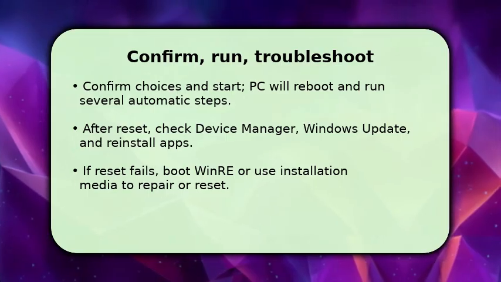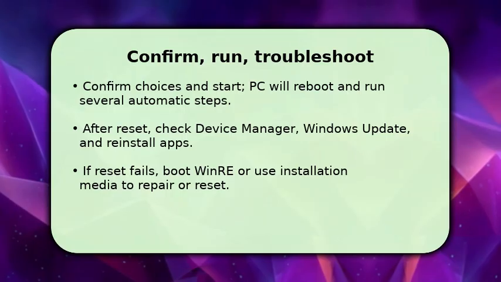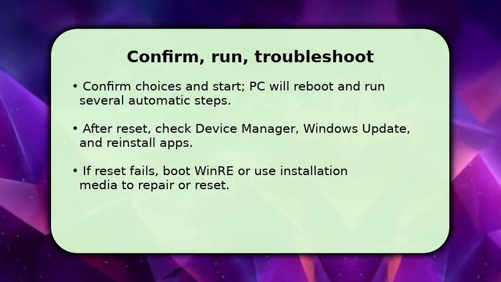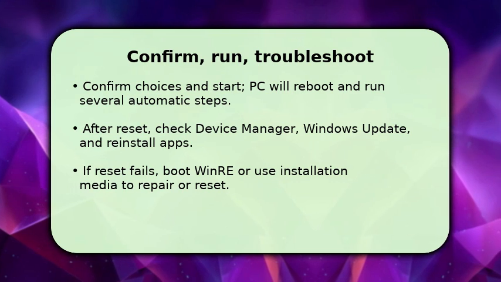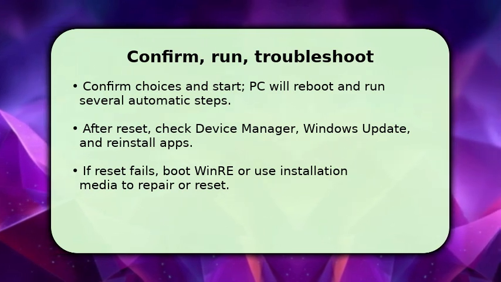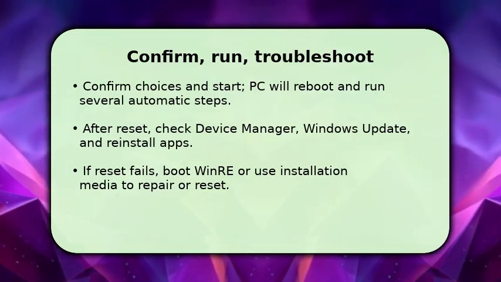If the reset fails or Windows won't boot, use the Windows recovery environment by holding Shift while selecting Restart, or create USB installation media to run, repair, or reset this PC from outside the OS. That single recovery path resolves most persistent system issues.